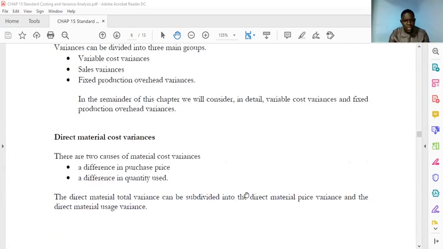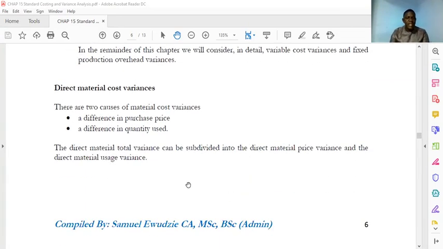So the first one is what is called the direct material cost variance. It is one of the variable cost variances, because variable costs are those costs that vary with activity levels. And we know that direct material varies depending on the quantity of goods that we want to produce. So material, labor, direct expenses, and variable overheads are the variable cost variances. So we have the direct material cost variance.